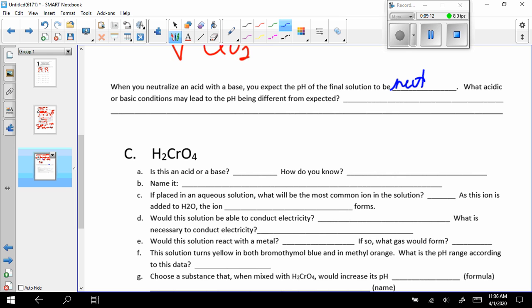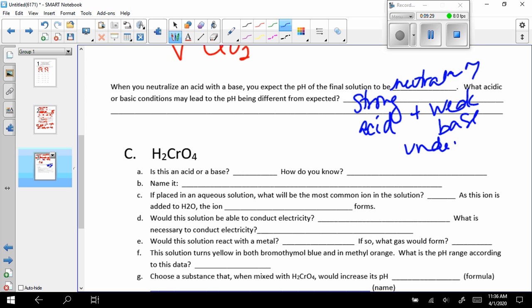When you neutralize an acid with a base, you expect the pH of the final solution to be neutral. So you expect it to be around 7. What acid or basic conditions may lead to the pH being different from expected? Well, if you have one extreme. So let's say you have a really strong acid and a weak base, it's still probably going to be under 7. It's not going to completely go to 7.